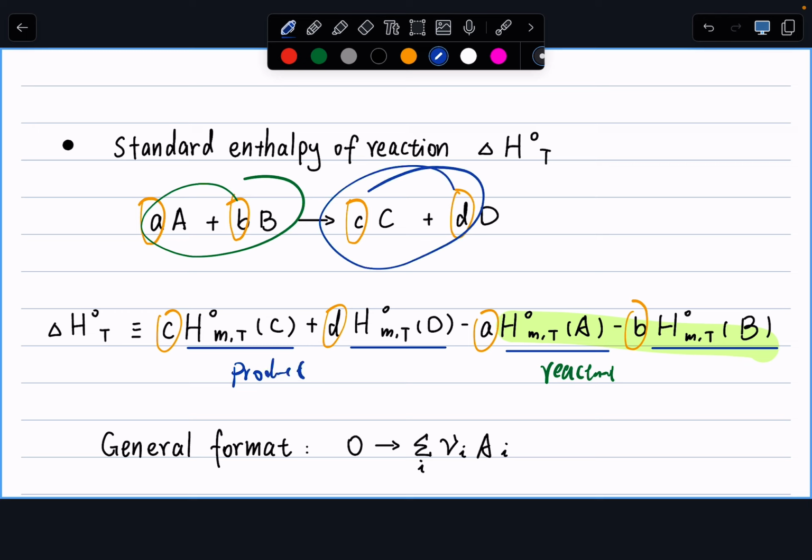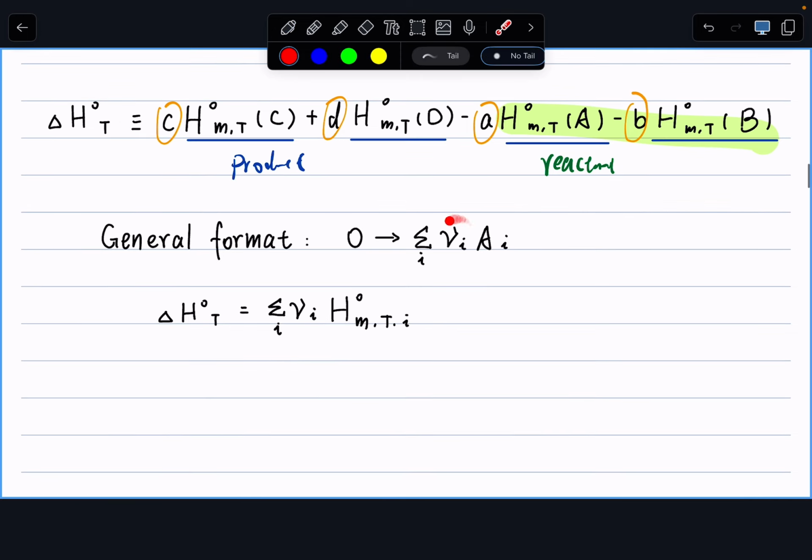Or if we want to write it in a general format, for any kind of reaction where 0 goes to the sum of stoichiometric coefficient times chemical species A_i, delta H naught at a certain temperature equals the sum of the stoichiometric coefficient times the molar enthalpy of species i at a certain temperature.